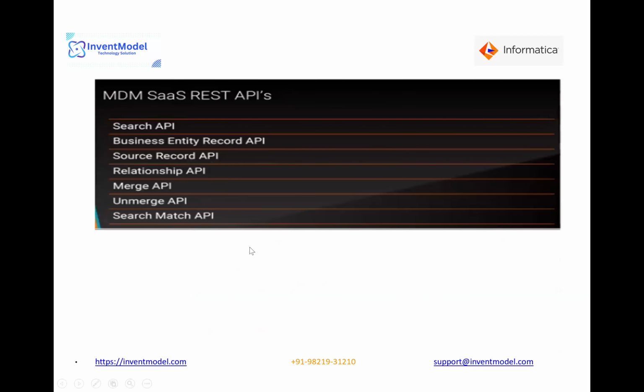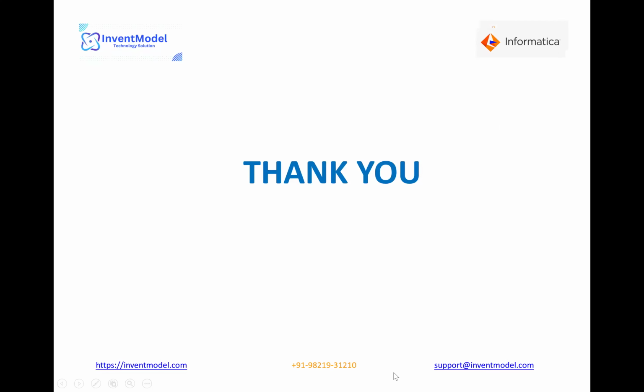Next slide. So the MDM SaaS REST API has the following options: search API, business entity record API, source record API, relationship API, merge API, and search match API. We can perform these operations. Today we learned only the search API. The remaining APIs we will learn in the subsequent lectures and slides, tomorrow and after that. So this is what we had today. Thank you.